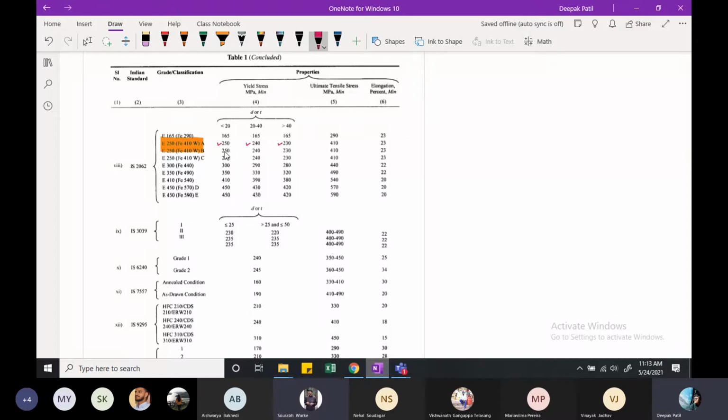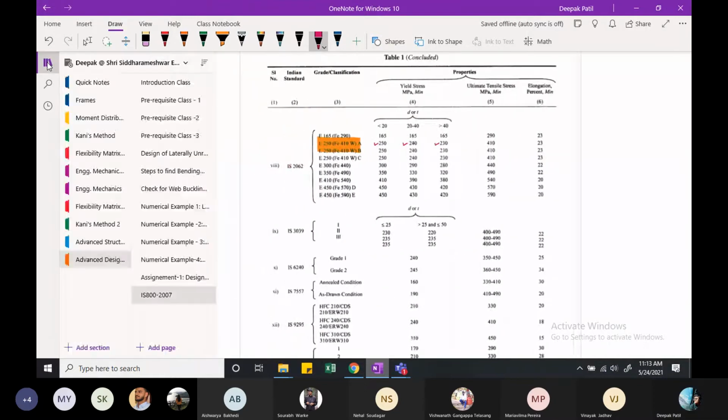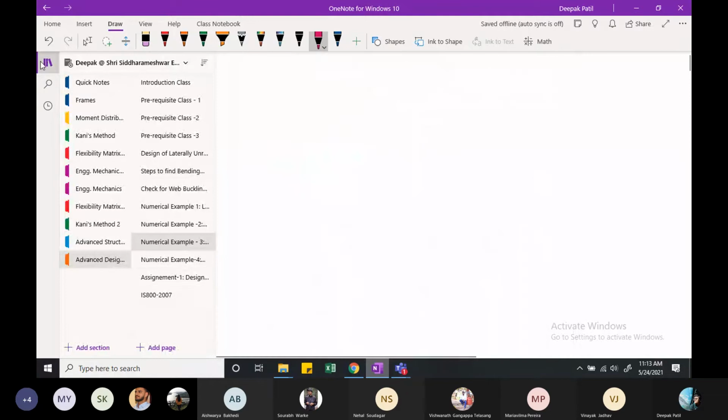We have to take 240, not 250. 250 you have to take when the thickness of the flange is less than 20. If the thickness of the flange is in between 20 and 40, you have to take 240. But when the thickness of the flange is more than 40, then you have to take 230. So in our case, our ISWB 600 is having a thickness of flange of 21.3, which lies in this range. So we have to take the yield strength as 240 Newton per mm square. Are you clear? Is that clear, students?